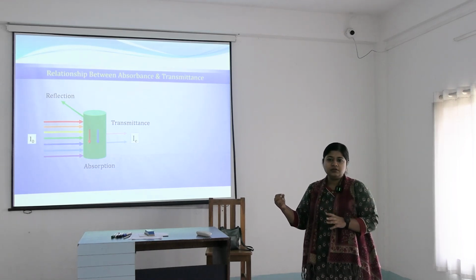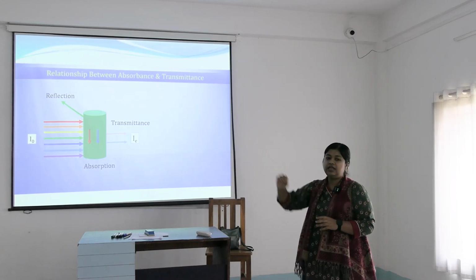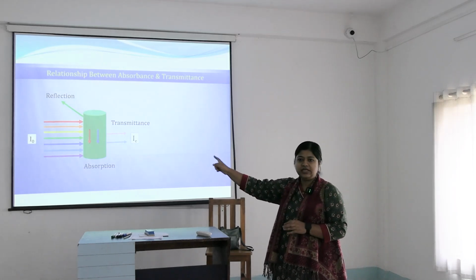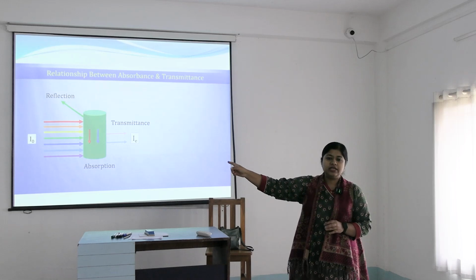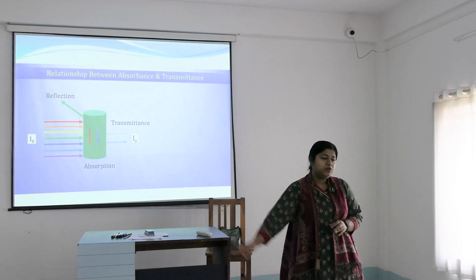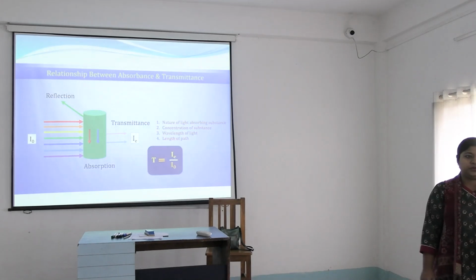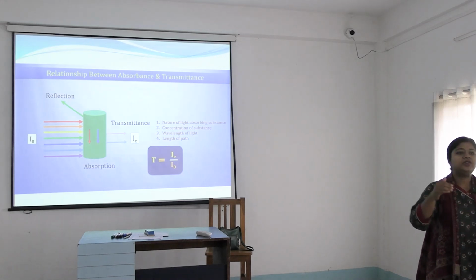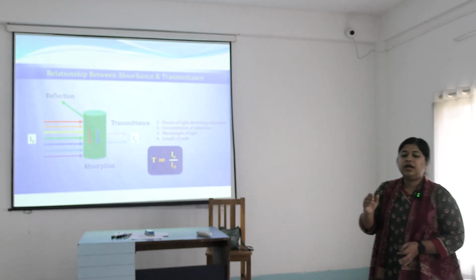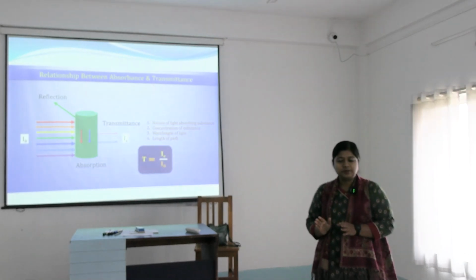When visible light is passed through a solution, here it is a green solution, that is why green color is getting reflected. If the intensity of incident light or the original light is I0 and the transmitted light intensity is It, we will denote transmittance as It by I0. So transmittance is the ratio of transmitted light and the incident light. How much of the incident light is transmitted is known as transmittance.